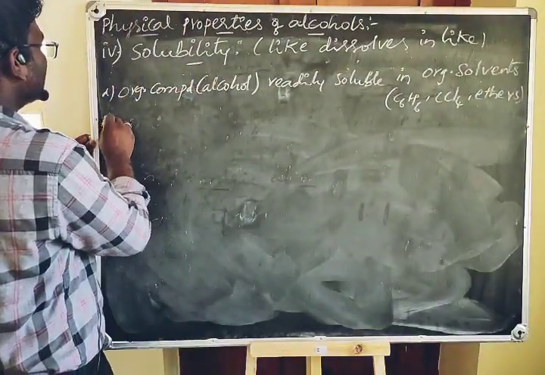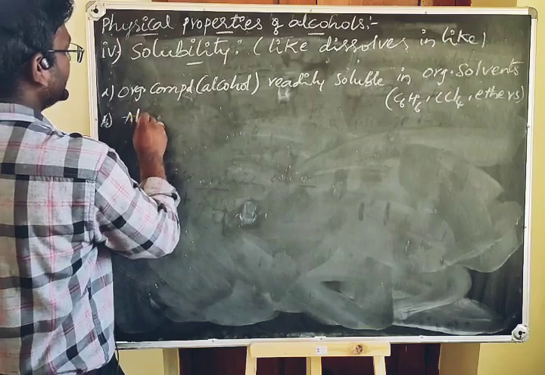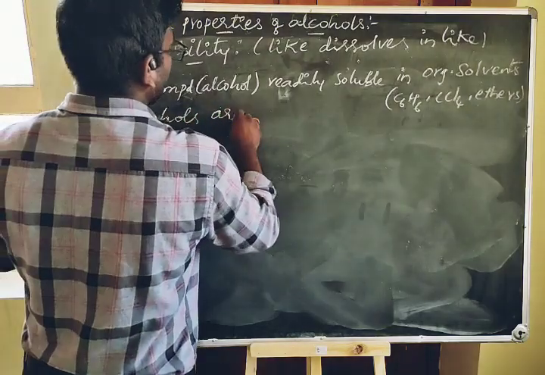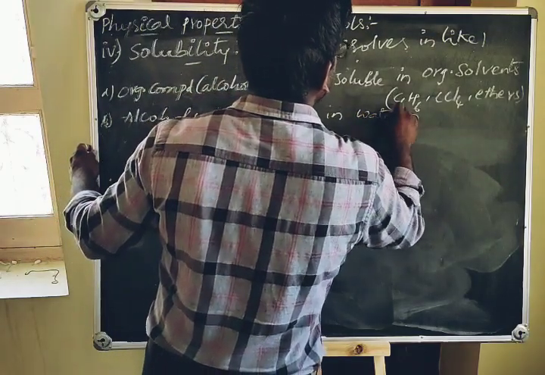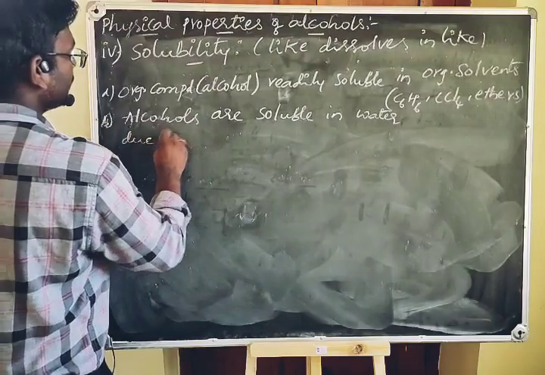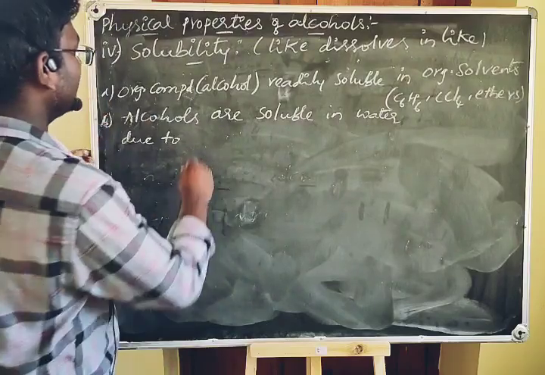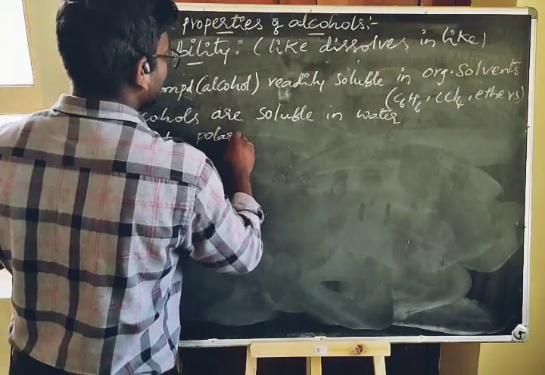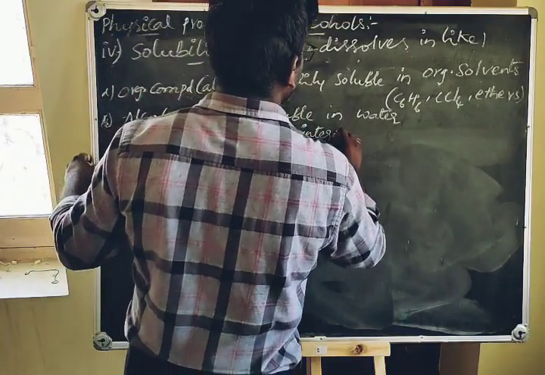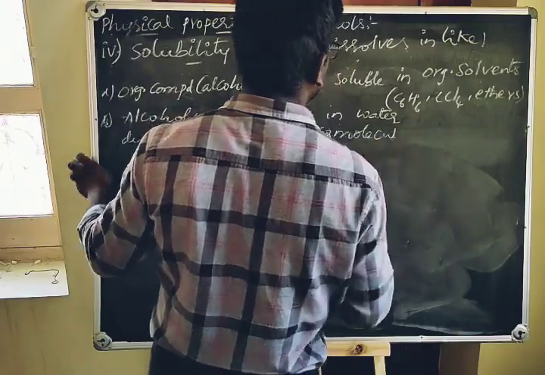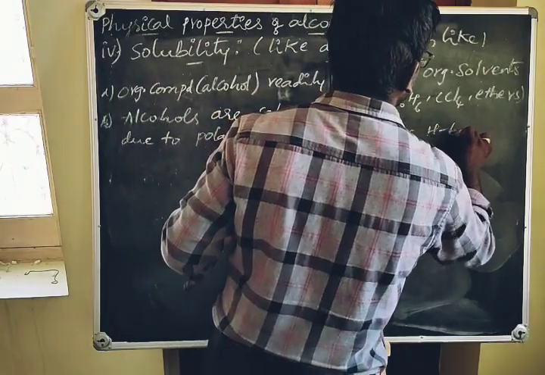We can say that alcohols are soluble in water. Alcohols are soluble in water due to two reasons, again the polarity and the hydrogen bonding: due to polarity and intermolecular hydrogen bonding, or we can say simply hydrogen bonding.